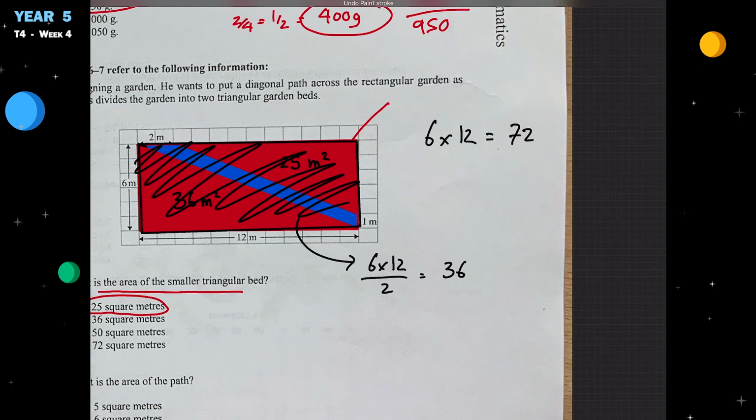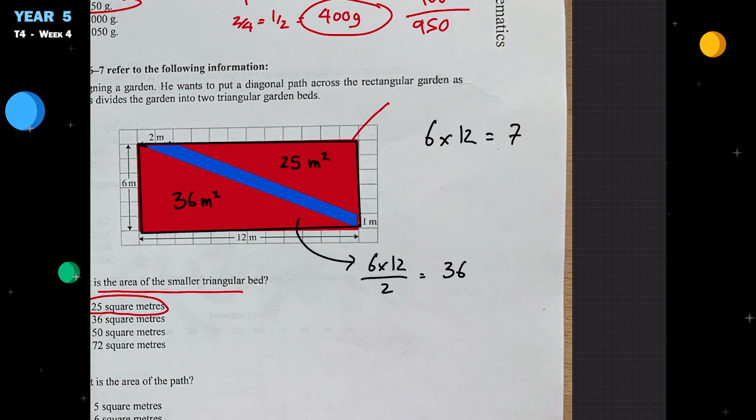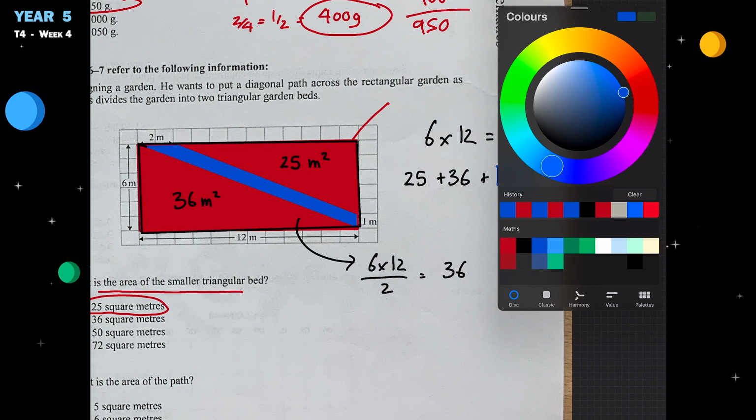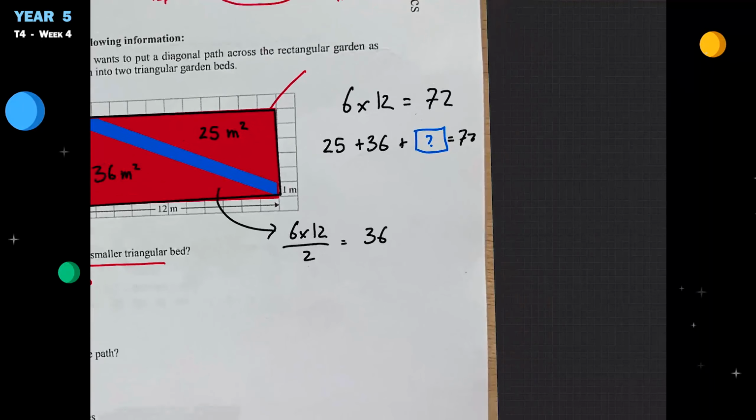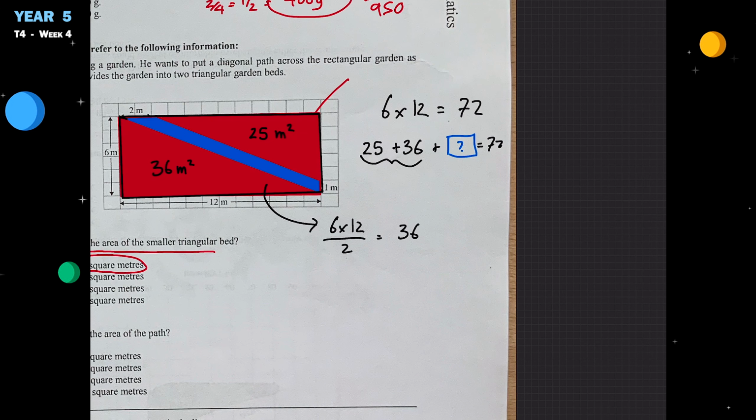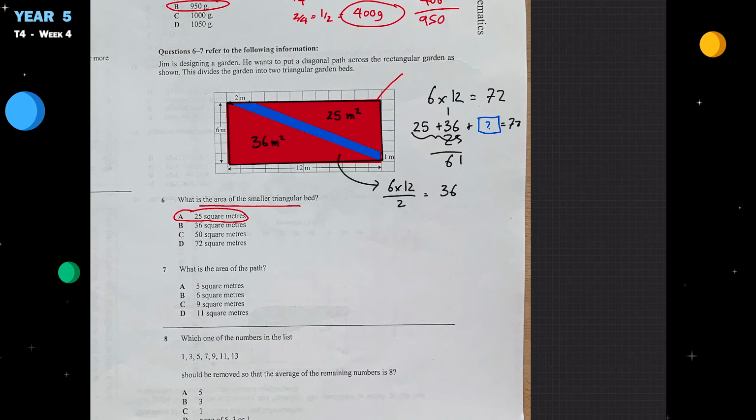Okay. Now, to find the blue section, we know that 25 meters squared plus 36 meters squared plus the area of the blue path, all of these added together will give me 72. So what is 25 plus 36? This will be 61. So the two red triangles add up to 61 meters squared. Now, 61 meters squared plus the area of the blue path will give me 72.